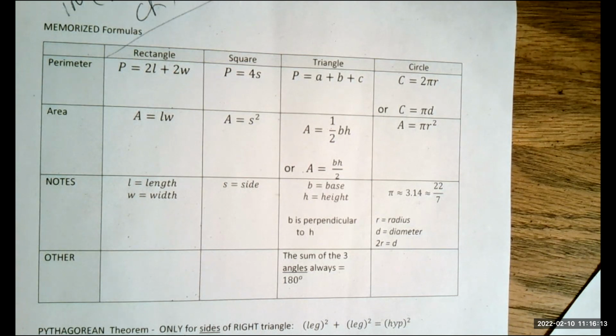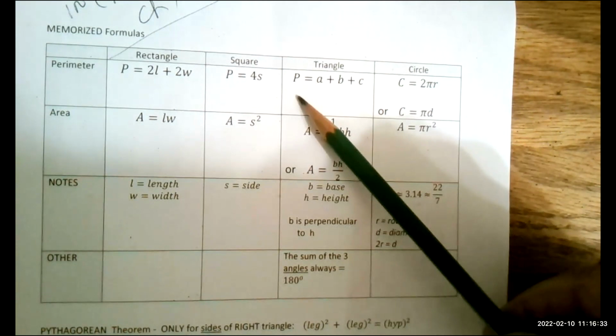What's the perimeter of a rectangle? Bam. Okay. What's the area of a rectangle? Something like that. Okay, the perimeter of a triangle is kind of stupid. There is no formula for the perimeter of a triangle. So when we write it down, we just say it's the three sides.